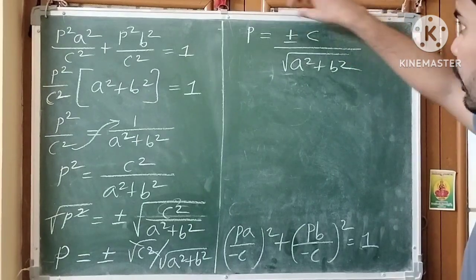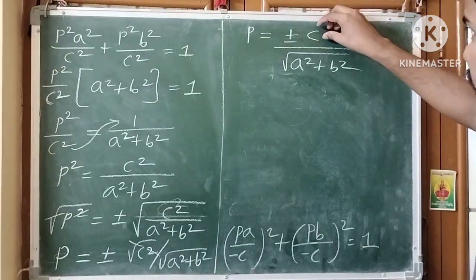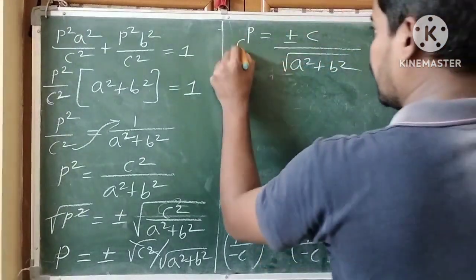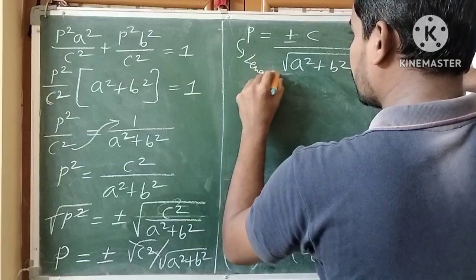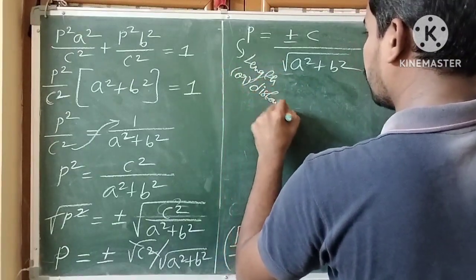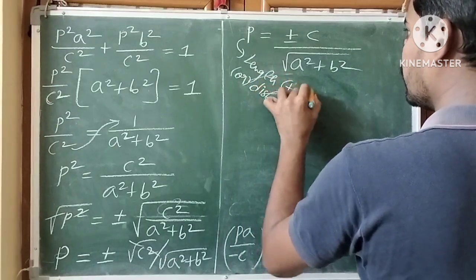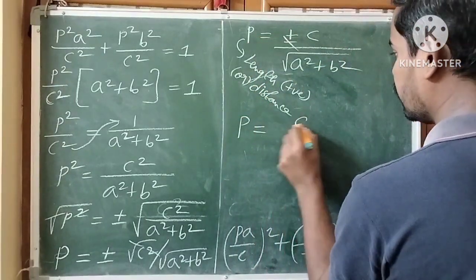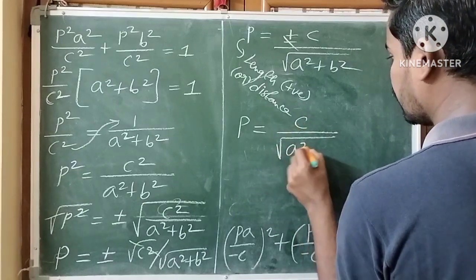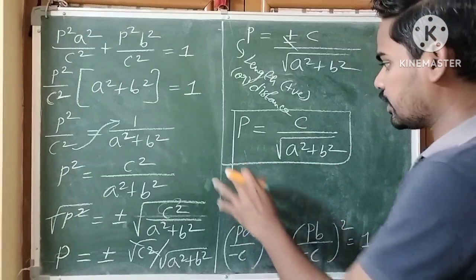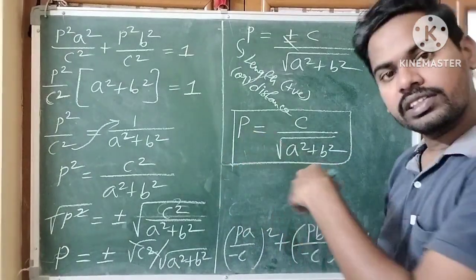Here the sign of P depends upon the sign of C. And remember, P is the length of the perpendicular, the length or distance. Length or distance is always a positive quantity, so we cannot take a negative sign. So what is the value of P? P is equal to C by root over A square plus B square. Since P is the length of the perpendicular, P is always positive.